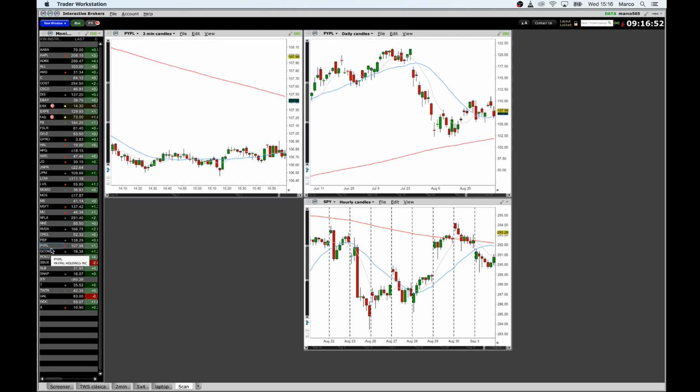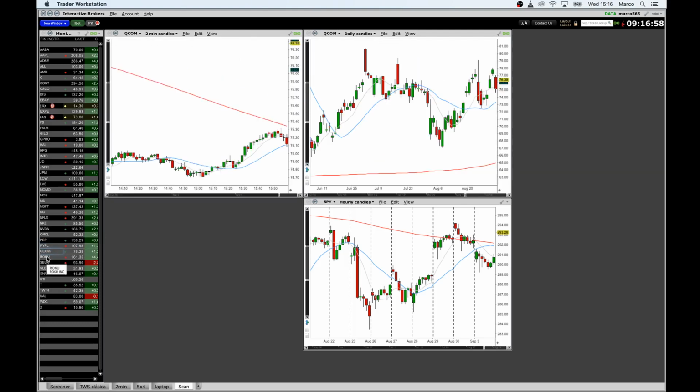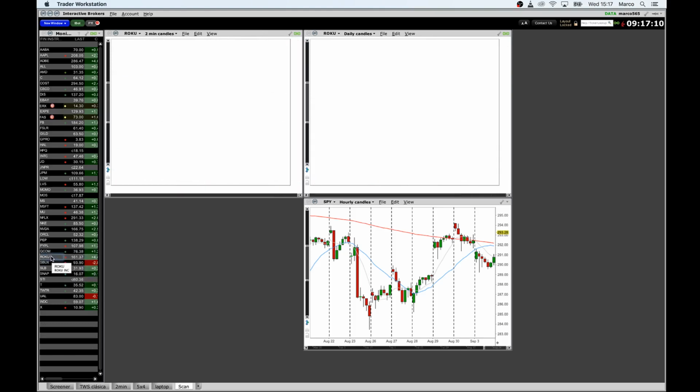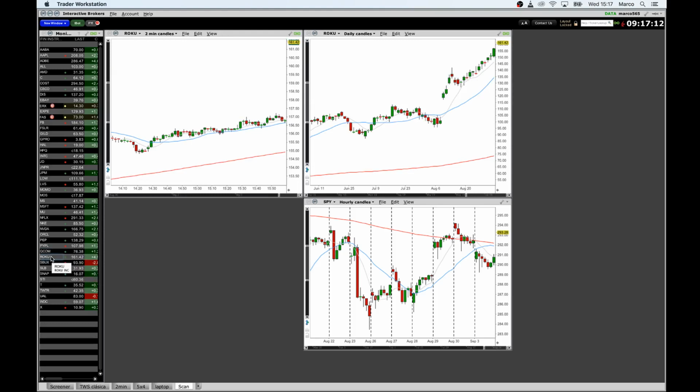PayPal, we are too far from the 200s here, so ignore it. Qcom, we are quite close, but don't really like it on the daily chart either. So here it's too wide, the Fab 4 are too wide, and the daily chart is not awesome either. Roku, yeah, Roku, same story as Pepsi.